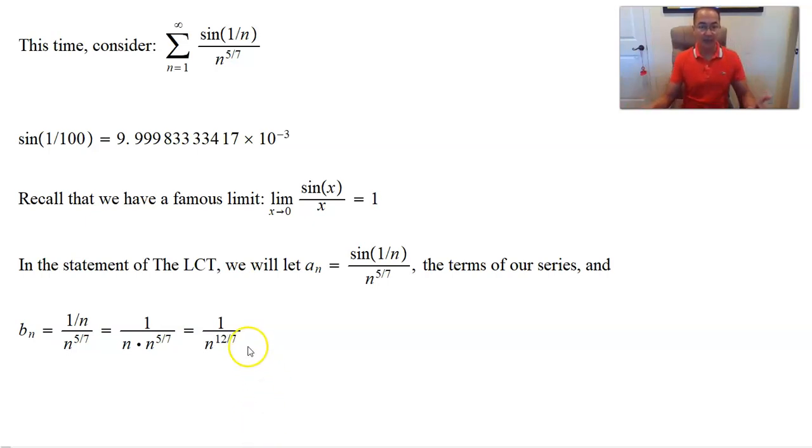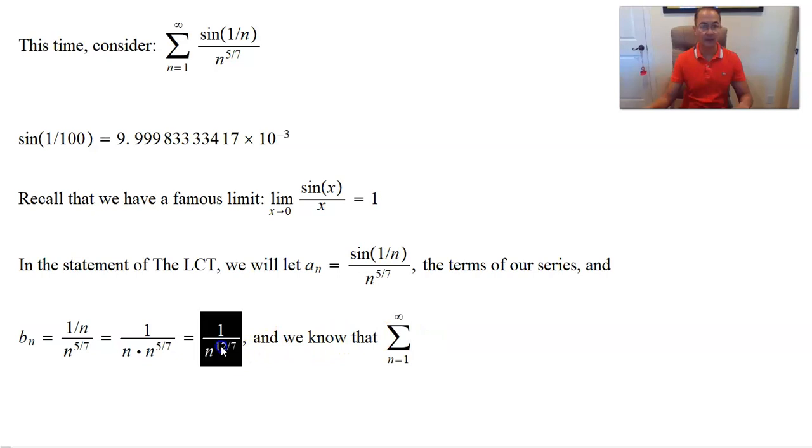What that is, again, is a p-series. But this time, instead of 5 over 7, the p is 12 over 7. We didn't see this p-series in the previous video. We had 7 over 5. That p though is still bigger than 1. So we know that the summation n equals 1 to infinity of 1 over n to the 12 over 7 is a convergent p-series.